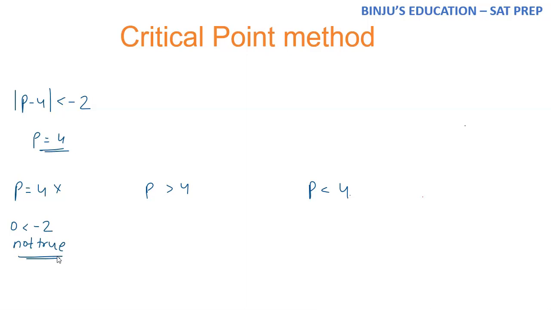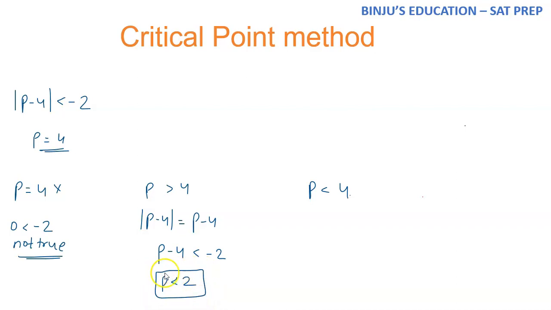Second, you will take p is greater than 4. If p is greater than 4, then p minus 4 is positive, so you don't have to worry about the sign. So you can simply open modulus of p minus 4 as p minus 4, and this will become p minus 4 is less than -2. So p will simply become less than 2.